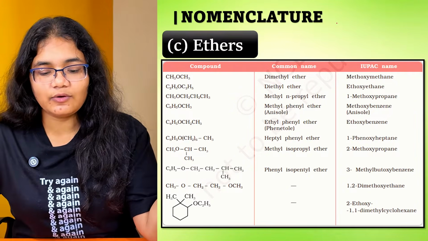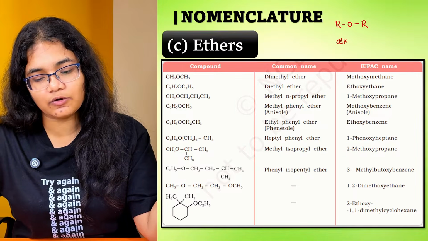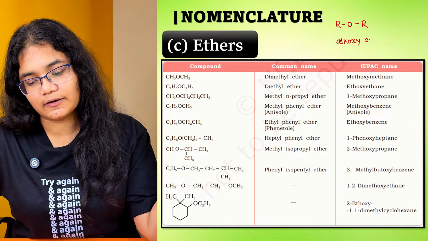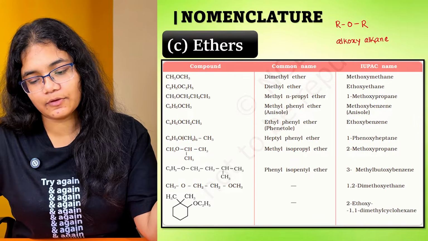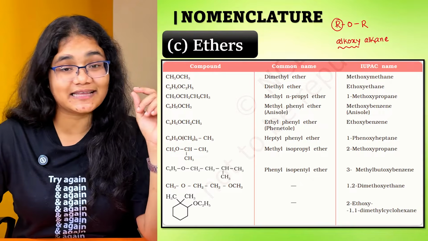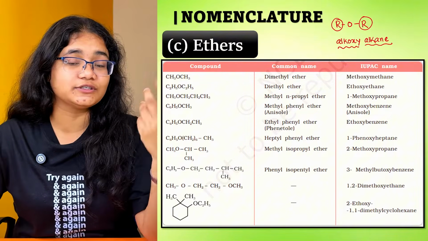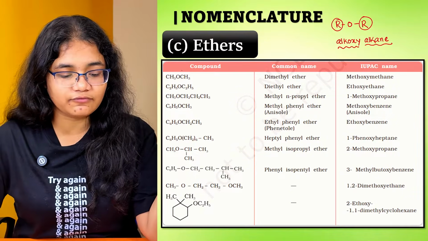Fine. Now we'll talk about ethers and their naming. You have ROR. It is named as alkoxy alkane. This alkoxy should stand for the R group which has the lesser number of carbons, and this alkane should stand for the R group which has more carbons. I'll give you an example.